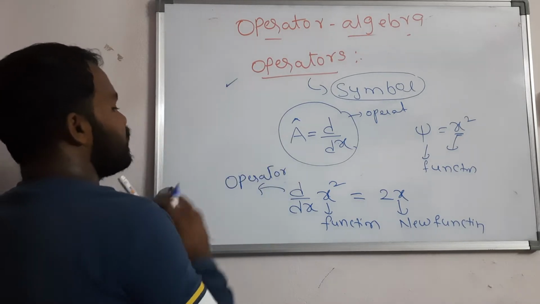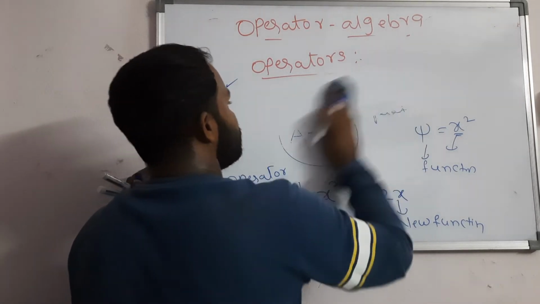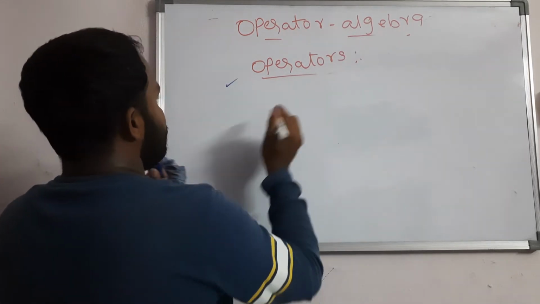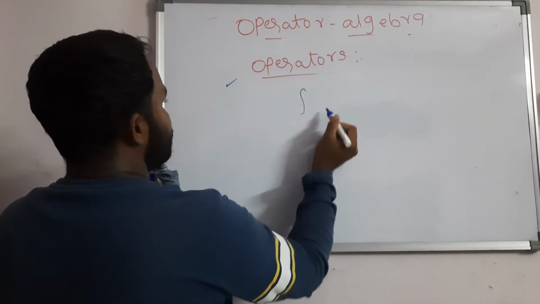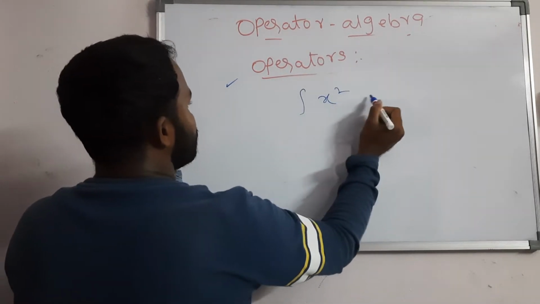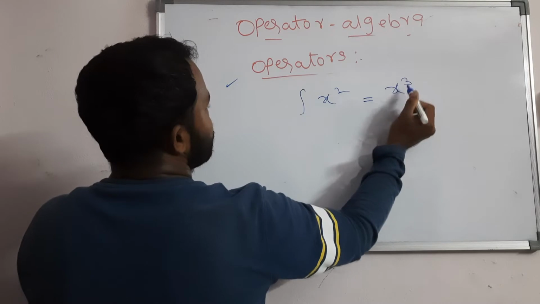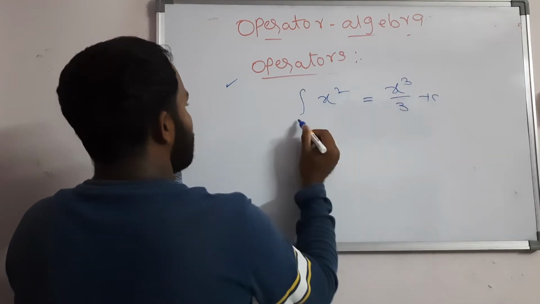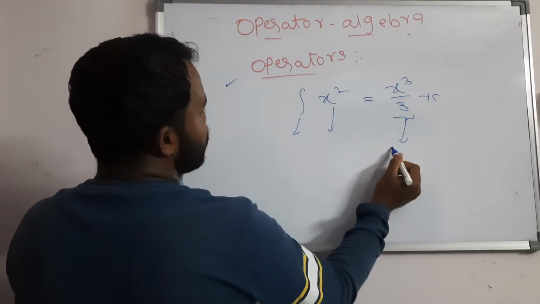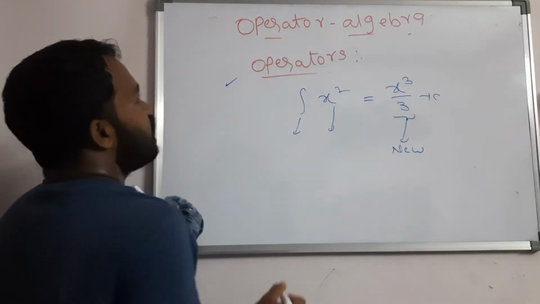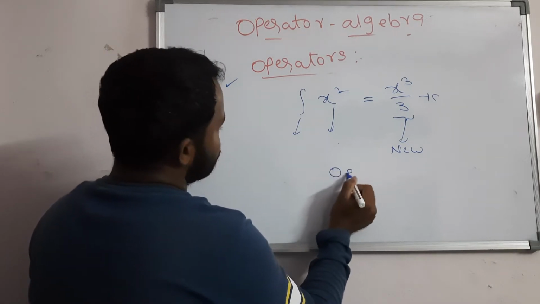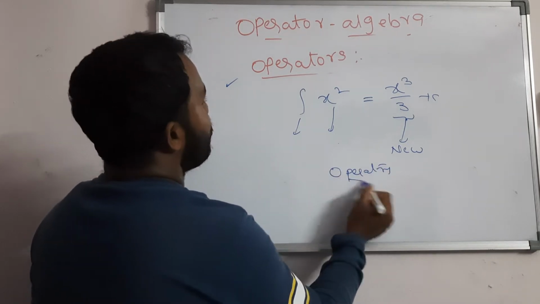This is about operators. Let's see one more example. If integration is the operator and x square is the function, we get x cube by 3 plus c. So this is the operator, this is the function, and we get a new function. This is the operators topic.